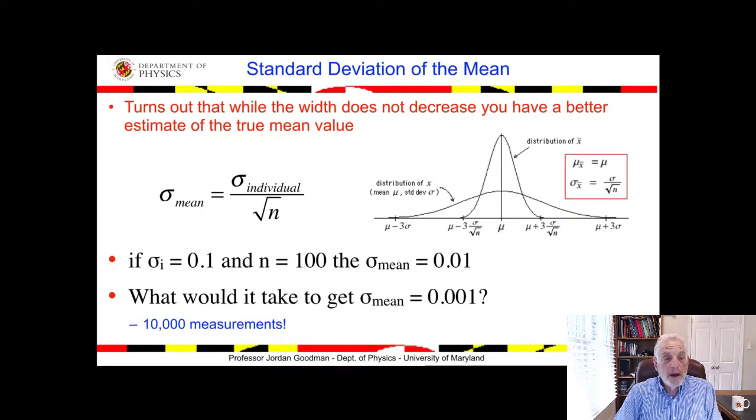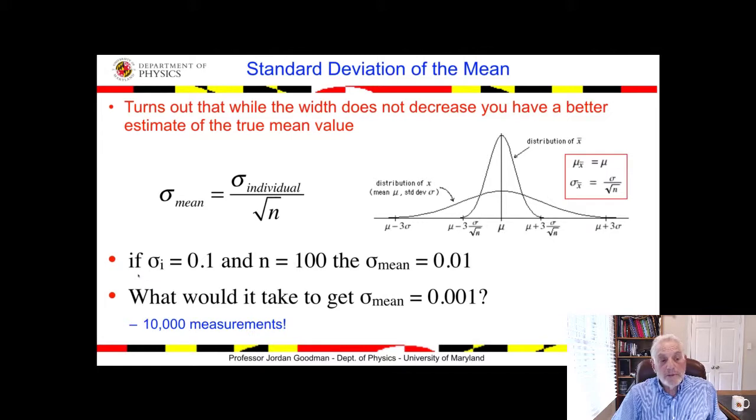So the sigma of the mean, which is the standard deviation of the value you get for the mean of the distribution, is equal to the sigma of the individual events divided by the square root of n. So the sigma of the mean gets narrower as the number of events gets larger. So we can find a better estimate of the true value of the distribution.